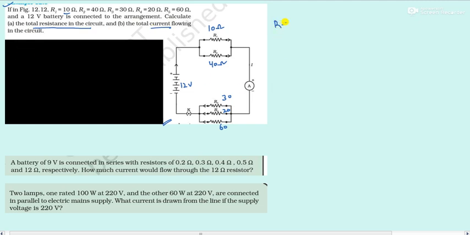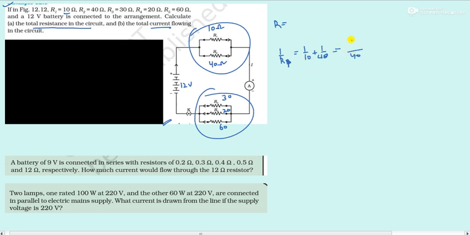So total resistance will be this resistance plus this one, correct? These two are in parallel, so 1 by Rp is 1 by 10 plus 1 by 40. The LCM is 40. 10 fours are 40, 10 ones are 10, so this is 5 by 40. So 1 by Rp is equal to 5 by 40, which is 1 by 8. Therefore Rp is 8 ohm.